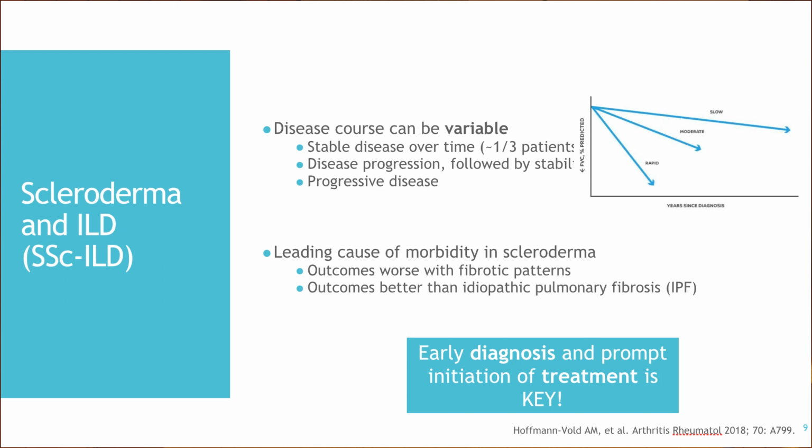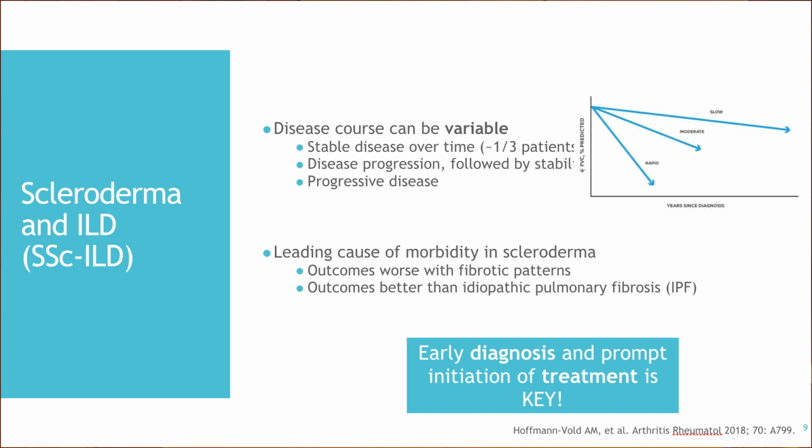Interstitial lung disease in scleroderma is the leading cause of morbidity in scleroderma. And this is why I mentioned those inflammatory and fibrotic flavors of ILD. The outcomes in patients that have predominantly fibrotic disease are worse than those that have predominantly inflammatory disease. I do think this point that I have on the slide here is really important.